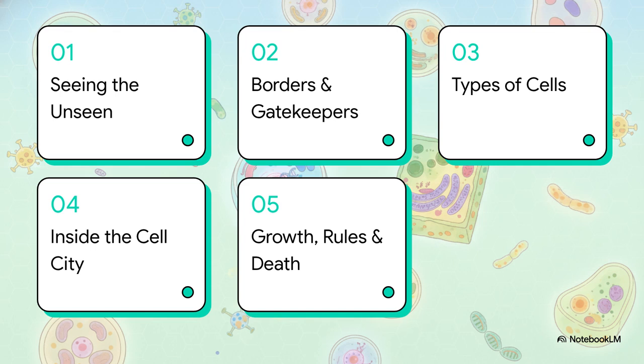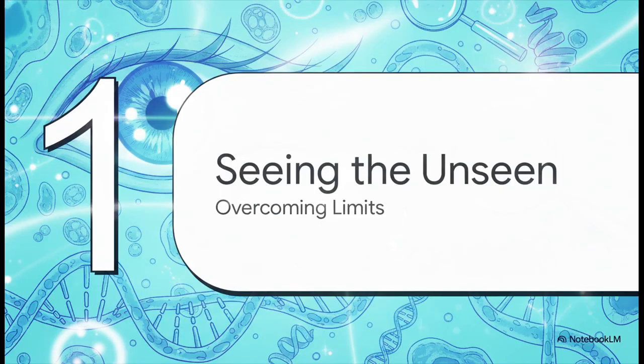Here's our roadmap for today. We're going to cover seeing the unseen, boundaries and gatekeepers, types of cells, inside the cell city, and finally, growth, rules, and death. Let's get right to it. Section 1. Seeing the unseen.